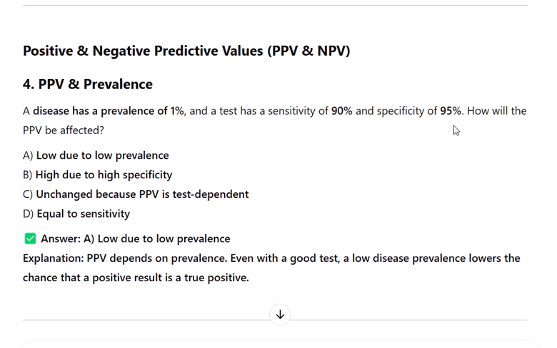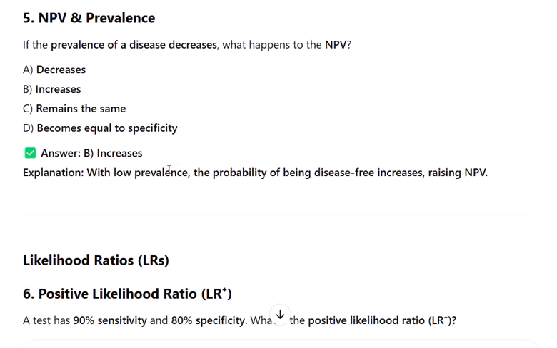Explanation: PPV depends on prevalence. Even with a good test, a low disease prevalence lowers the chance that a positive result is a true positive. 5. NPV and prevalence. If the prevalence of a disease decreases, what happens to the NPV? A, decreases. B, increases. C, remains the same. D, becomes equal to specificity. Answer B. Explanation: with low prevalence, the probability of being disease-free increases, raising NPV.